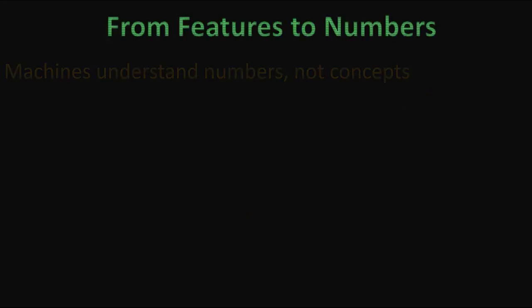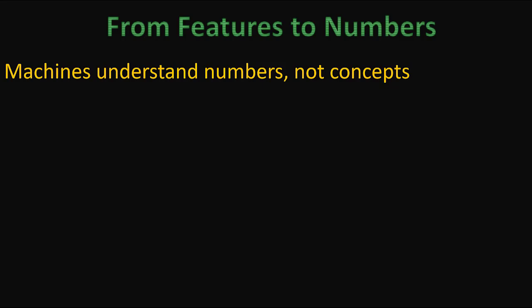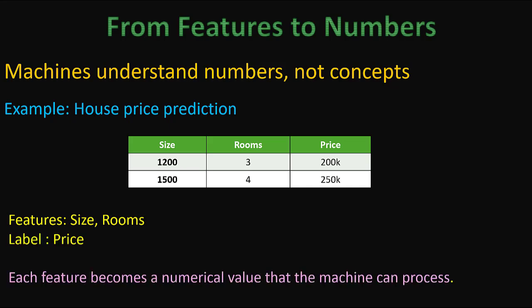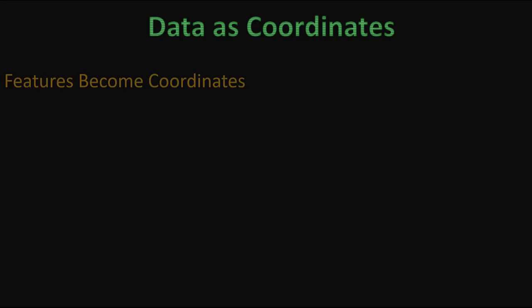So, from features to numbers. Machines understand numbers. They don't understand concepts like we do. For example, here we have the house price prediction, which we saw in the previous video. We have the features, size and rooms, and the label is price. Each feature becomes a numerical value that the machine can process. So these two features are converted to numerical values which the machine can process.